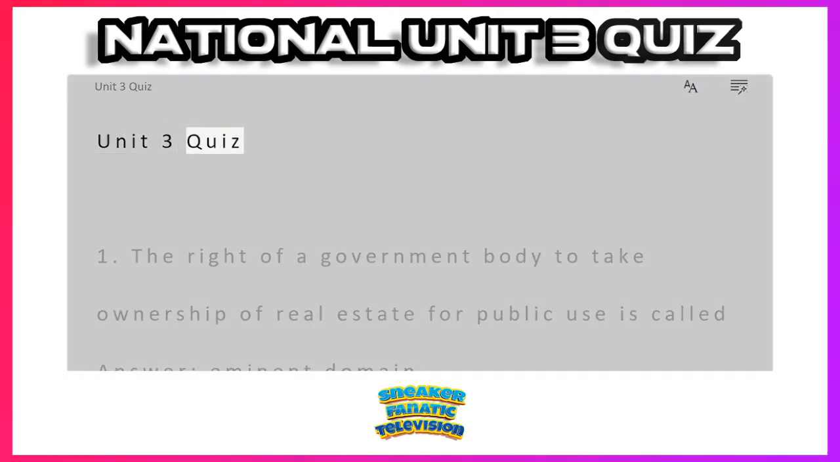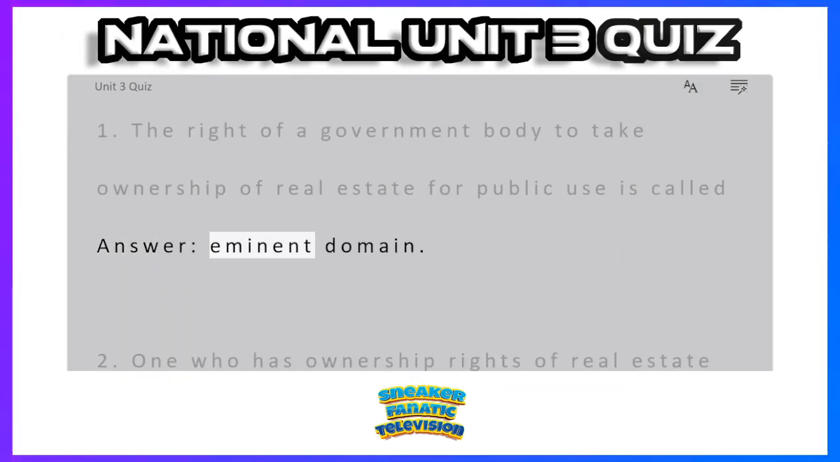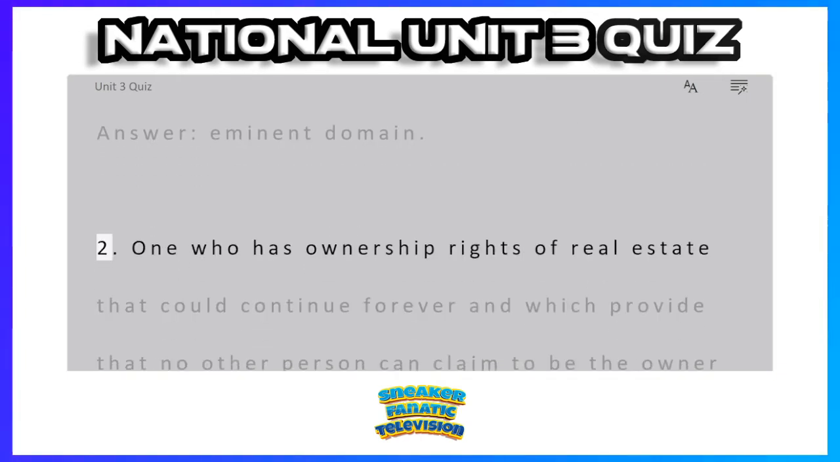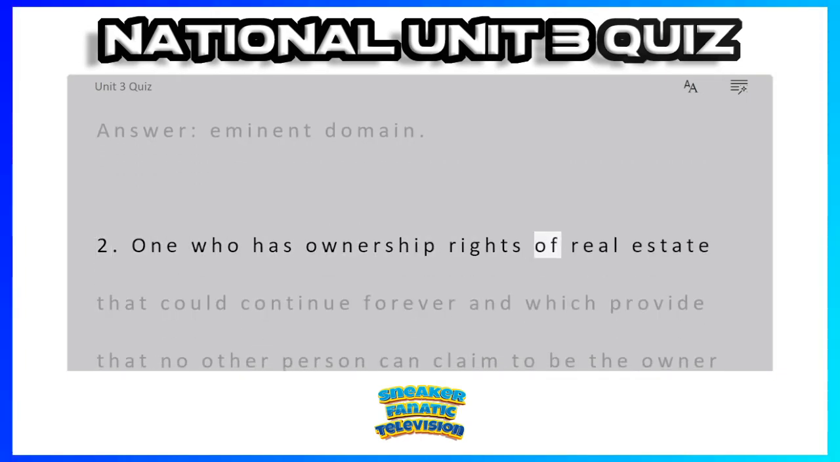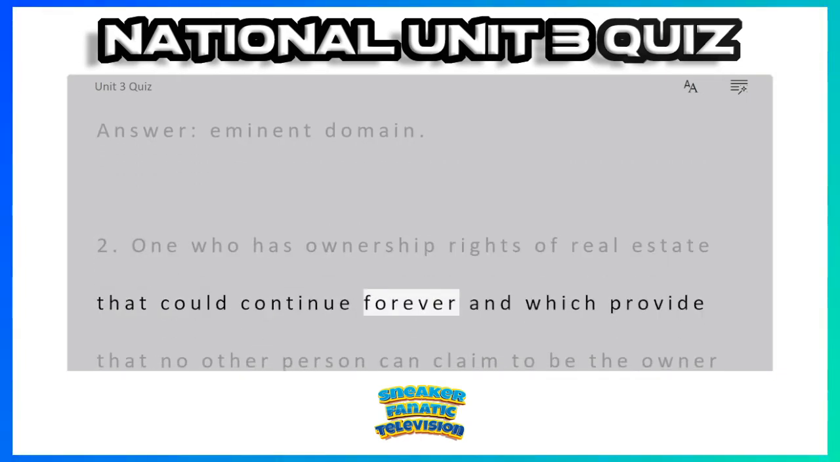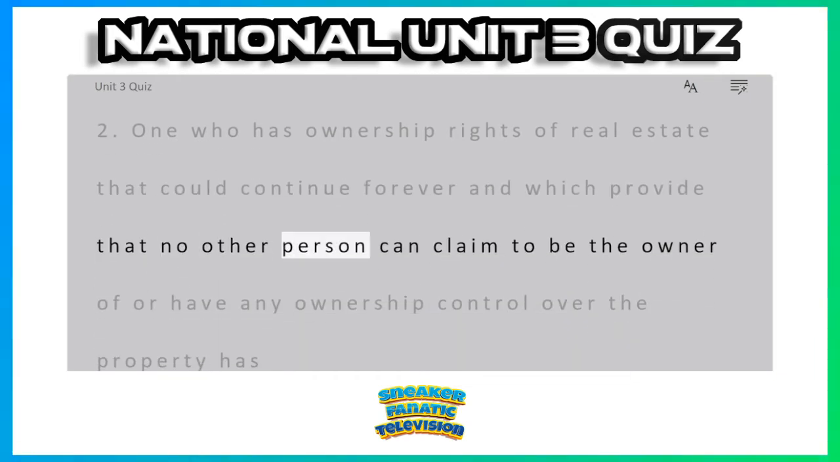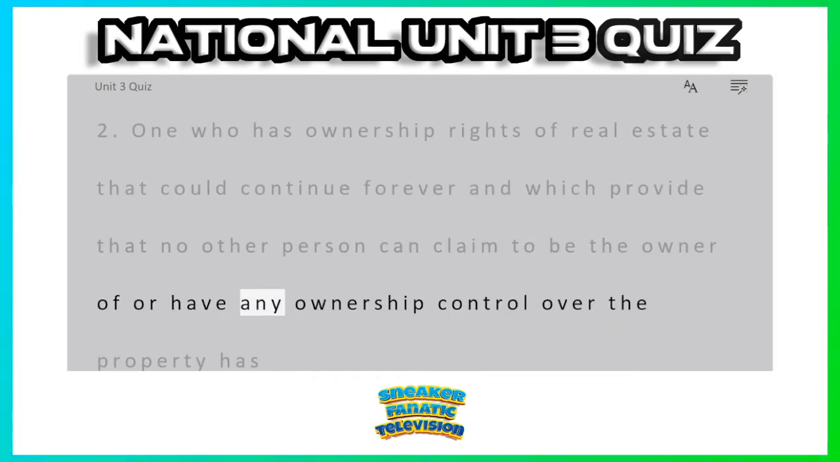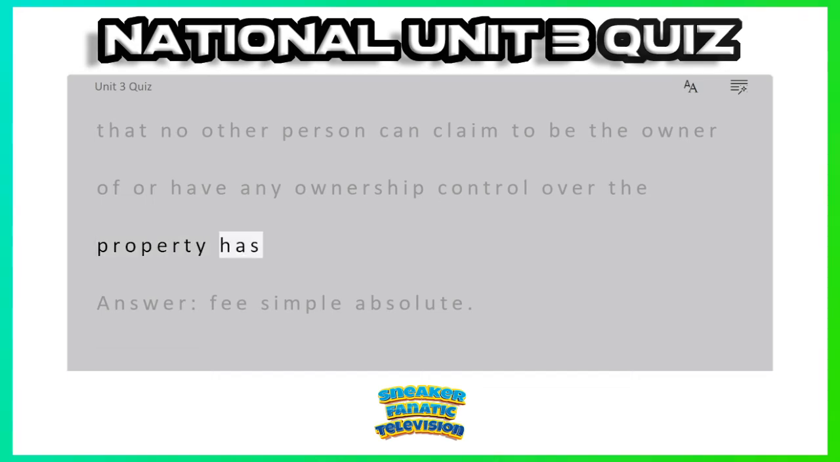Unit 3 Quiz. 1. The right of a government body to take ownership of real estate for public use is called. Answer: Eminent domain. 2. One who has ownership rights of real estate that could continue forever and which provide that no other person can claim to be the owner of or have any ownership control over the property has. Answer: Fee simple absolute.